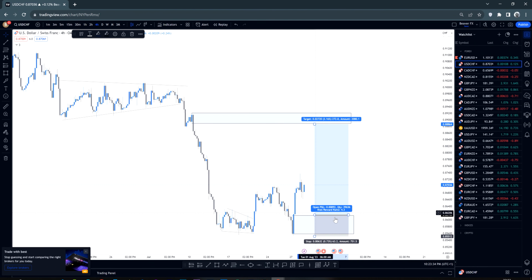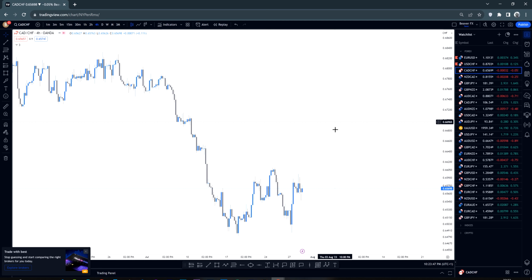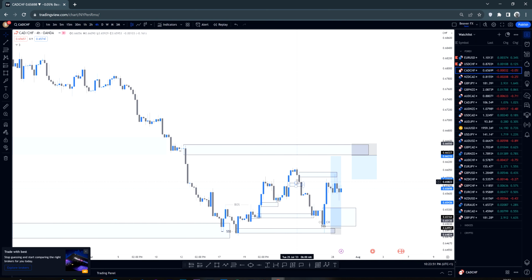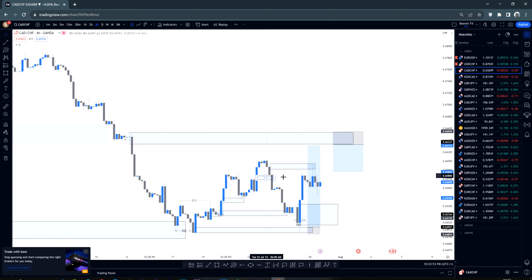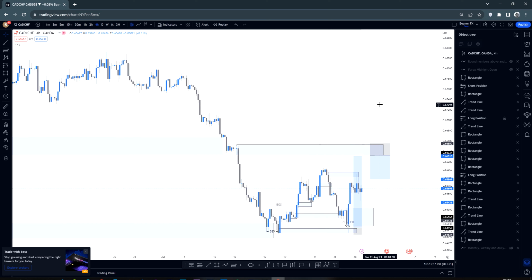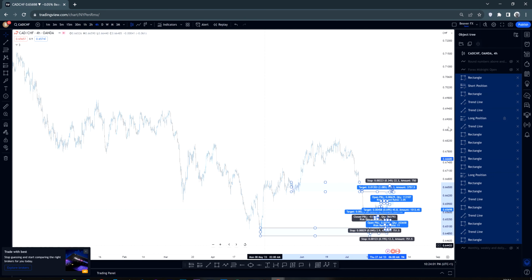Then depending on the structure on the lower time frame, that will depend on how I'm going to take advantage of this move in the markets. So yeah, this looks promising. Let's go to CAD CHF also. Let's look at it. Okay, this is my analysis for this week. But let me close all this so we can start everything and see how I got to this point.